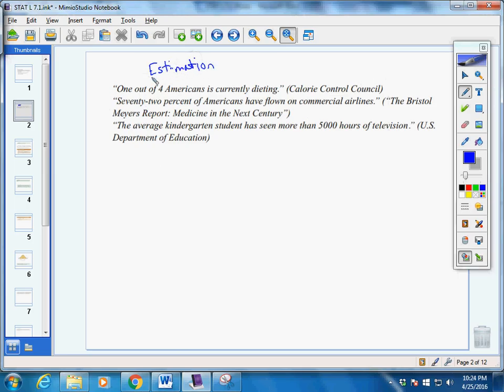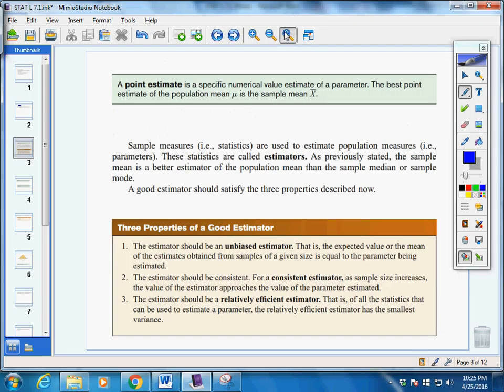When we say 1 out of 4 Americans is currently dieting, or 72% of Americans have flown on commercial airlines, the average kindergarten student has seen more than 5,000 hours of television, they're only estimates of true parameters. How do we know how true they are? Is there a way to even say how true they are? So what that leads us to is different types of estimates. We have a point estimate.